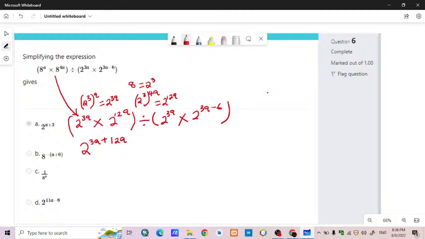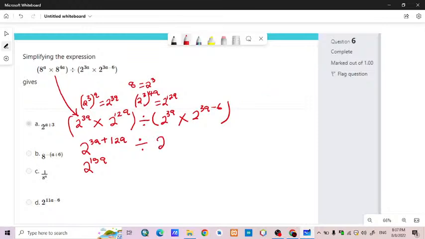Since these two variables are the same, they are actually like terms, right? If they are like terms, you simply add them. So 3a plus 12a will be equal to 15a. This then becomes 2 to the power 15a. We should not forget that we also have this side, right? So we use the same rule. When multiplying powers of the same base, we simply add the exponents. So these bases are the same, they both have 2 as their base.